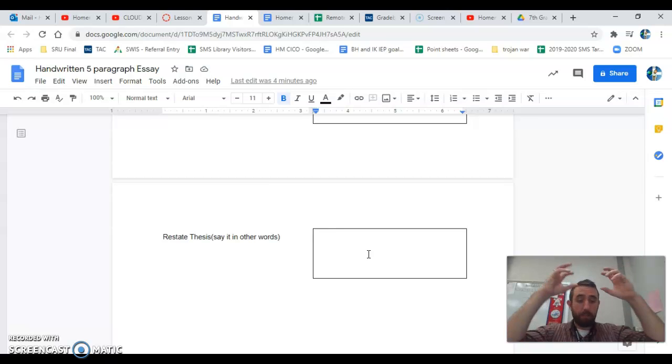Take your thesis from that introductory paragraph, put it one more time at the end, maybe switch a couple words, make it sound a little fresh. You've already written all that great information. You just need to remind them about it, so that when they leave, the last thing they're thinking about is all the evidence you talked about.